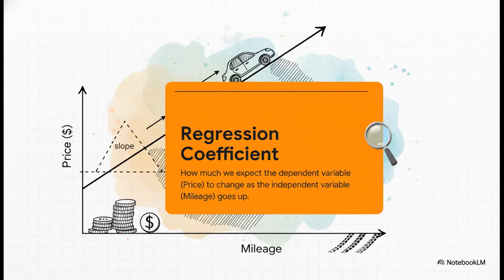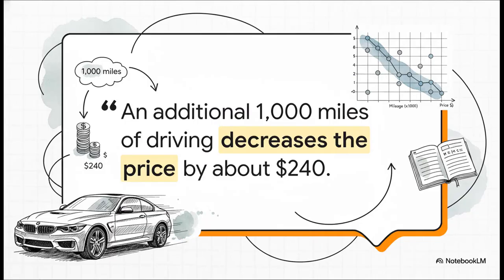So the first key number is something called the regression coefficient. It's just a fancy name for the slope of the line. It tells us exactly how steep that line is. In our car example, it's going to tell us precisely how much the price changes for every 1 mile increase in mileage. And here's what that actually looks like in the real world. Based on the data, our model tells us that for every extra 1,000 miles you put on one of these BMWs, its price is expected to drop by about $240. All of a sudden, that vague trend is a concrete, actionable number.